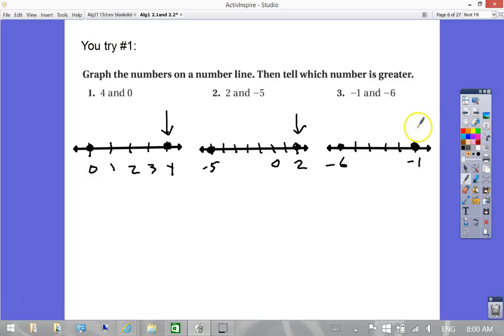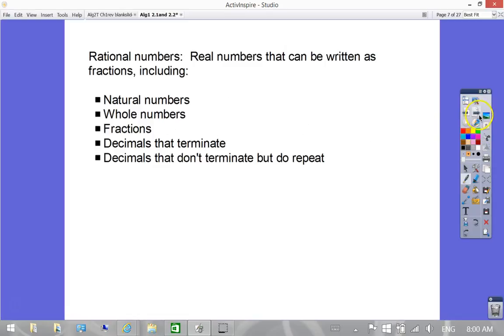Okay, and which one is greater? -1. The -1. Okay, whatever's to the right. Even though 6 is bigger than 1, -1 is bigger than -6, because of where they fall on the number line.